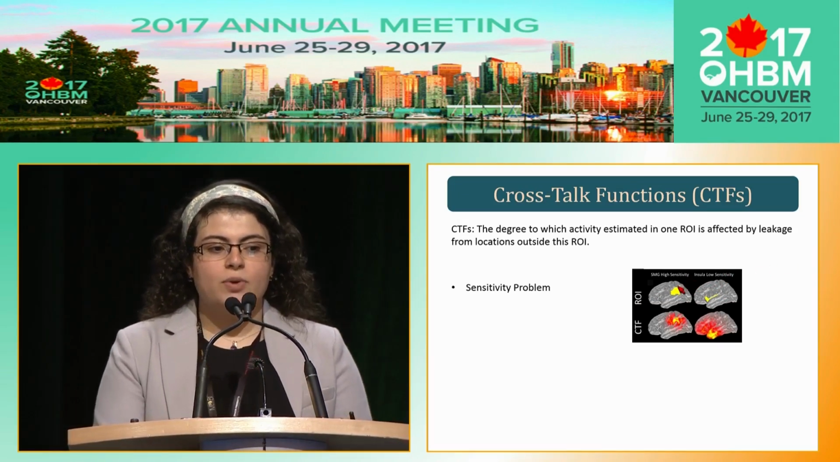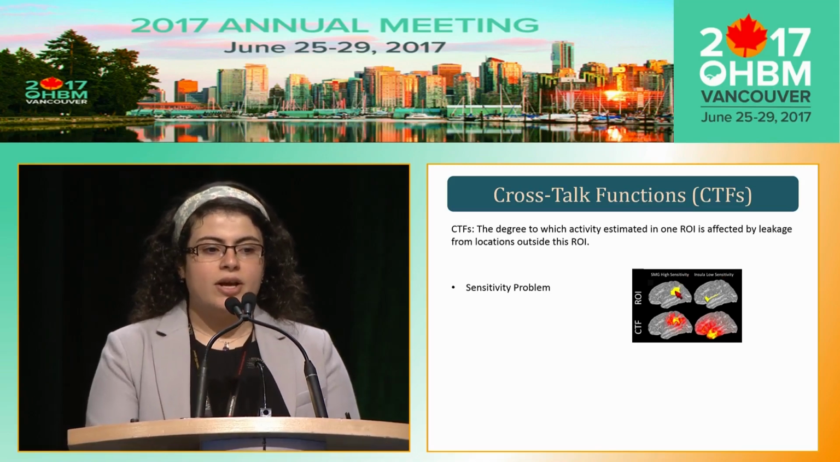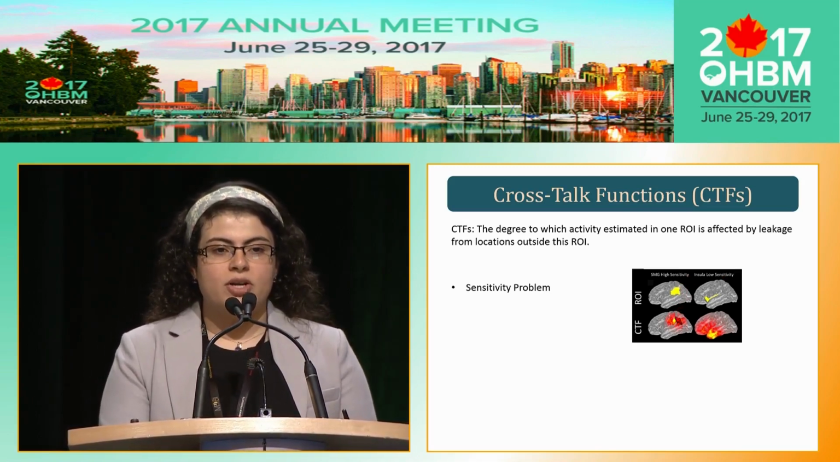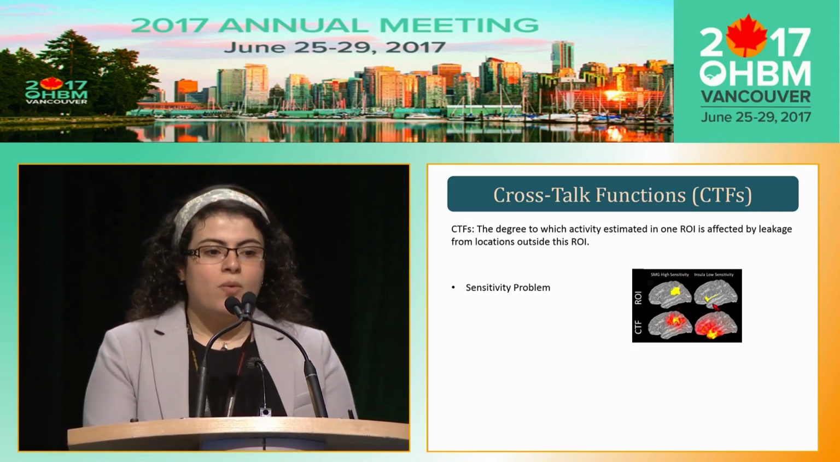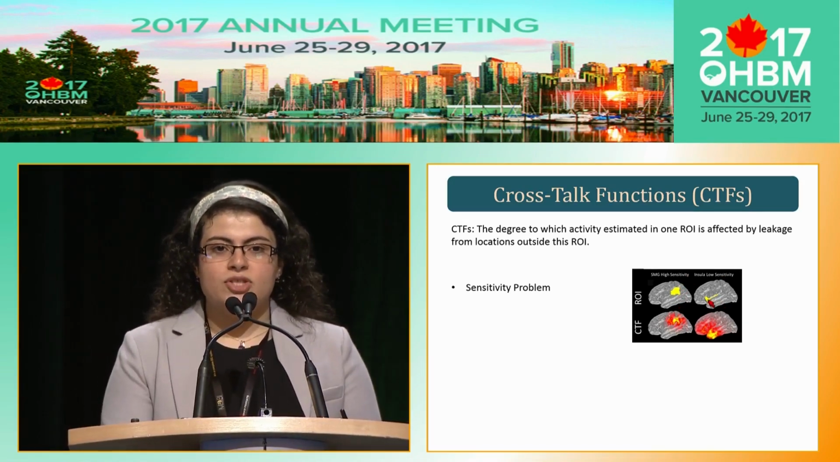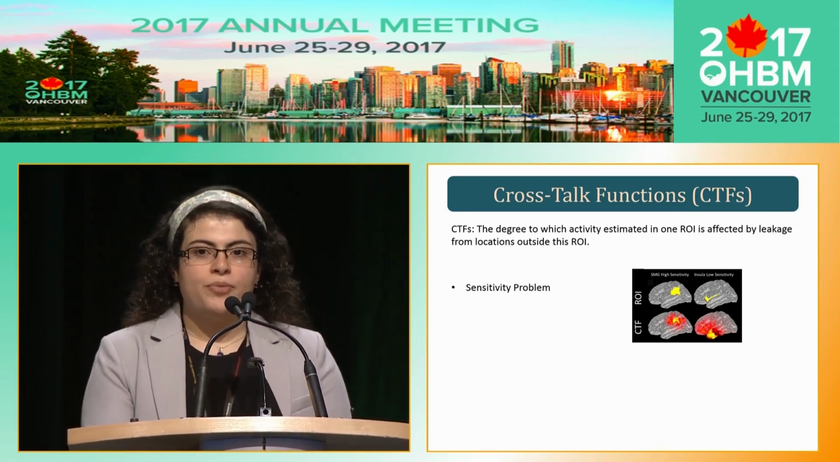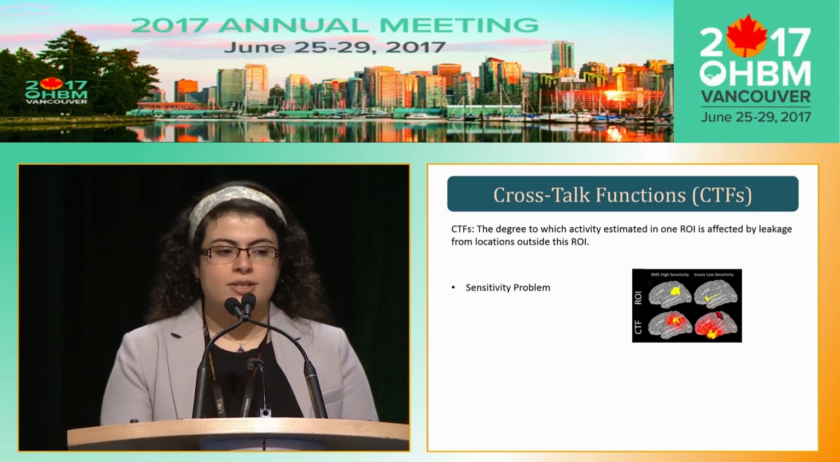For example, here, if we look at the supramarginal gyrus and look at the crosstalk function for this area, we see that there's quite nice overlap between the two. While if we look at the insula, which is deeper in the brain, it is more likely to receive leakage of activity from the anterior temporal lobe as compared to itself.